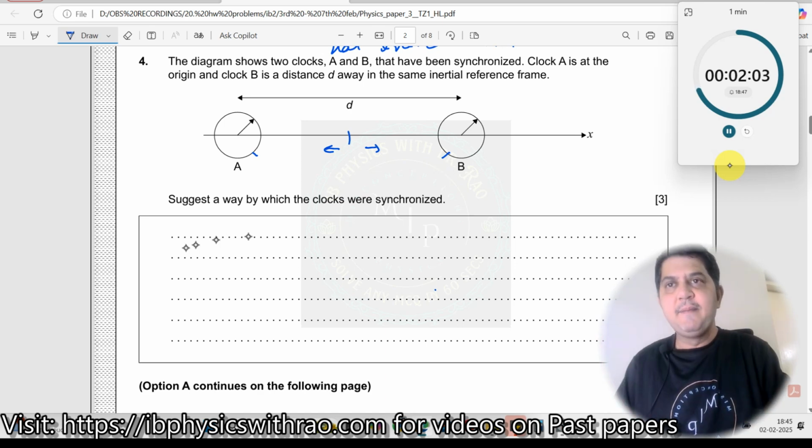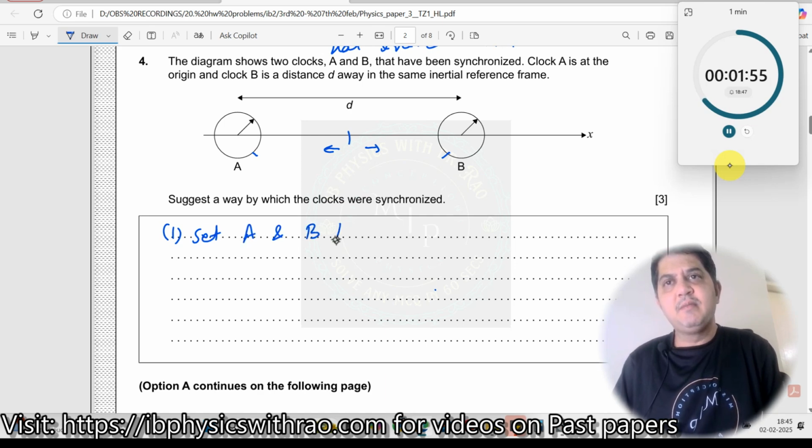Now we need to write it. How do you write? The first thing is that we should set both the clocks to 0. So set A and B to 0, because you see it is showing some different timings over here. I don't want this to happen. I want this one to set to 0, first thing. Then what's the second thing?